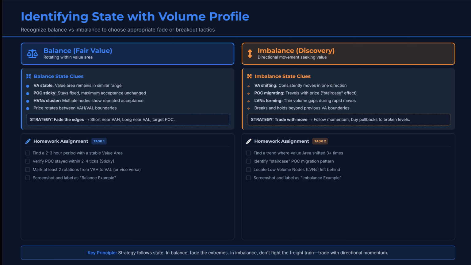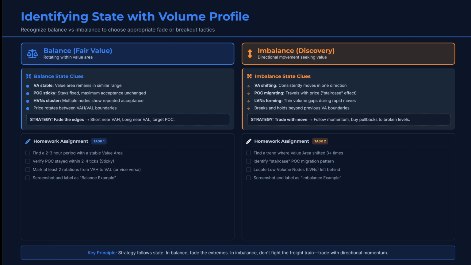Now, locate a clear trending period where the market was in imbalance. Here's your checklist. First, find a trend where the value area shifted at least 3 times in the same direction. Each successive value area should be noticeably higher or lower than the previous one. Second, identify the POC migration pattern, a staircase effect, where each successive POC is higher or lower than the previous one, not clustering in the same area.